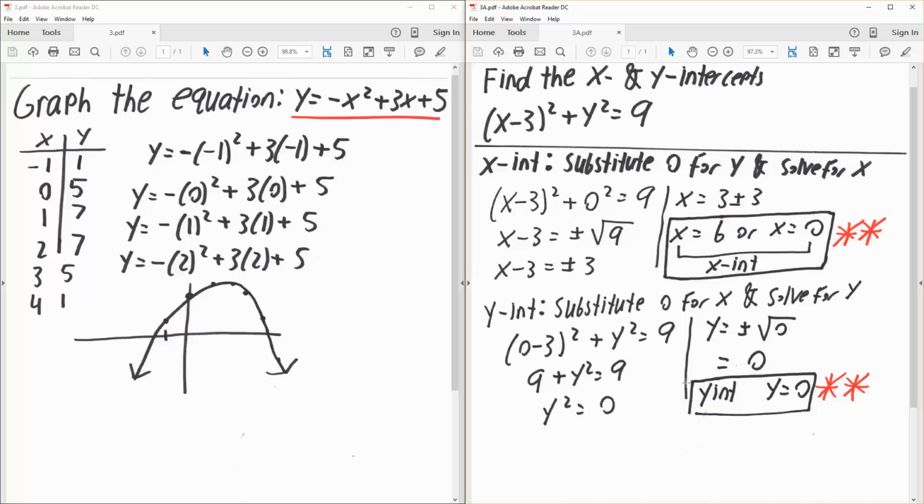And so in this video, we went over graphing an equation just by plugging in values, and we went over finding x and y intercepts. And that's all we need to do for this video.